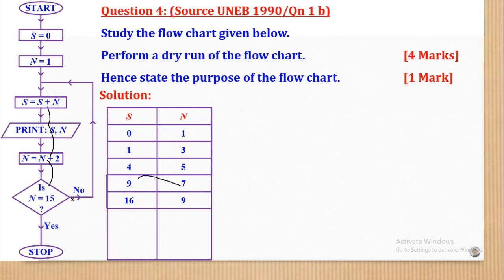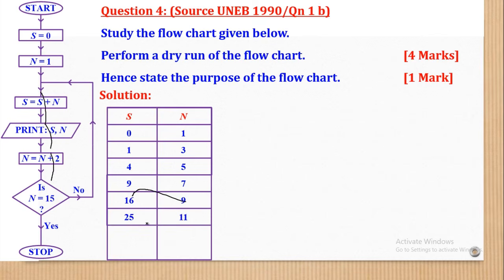Then is n equal to 15? This decision gives you an answer of no, where you have to go back and make s to become s plus n. So meaning that this plus this gives you 25. Then from here you print and then increment n by 2 to give you 11.